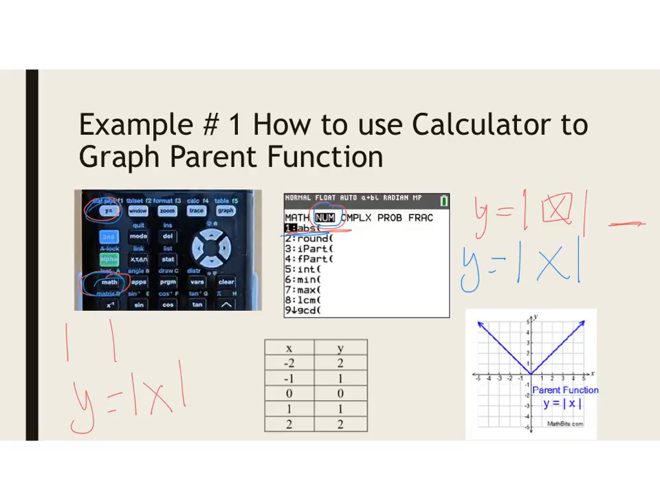Now push graph, and you should see something that looks very similar to this. And you can check the points on the table. So if you go second graph, see if these points are where it is. You can see its vertex point is at 0, 0. But you can see their slopes are linear. They just go up 1 over 1.